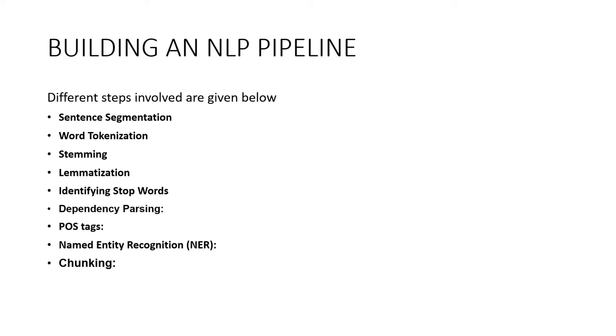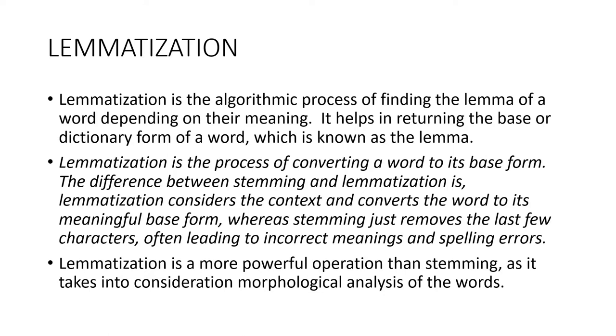We have already discussed sentence segmentation, word tokenization, and stemming. Now we are going to discuss lemmatization. Lemmatization is the algorithmic process of finding the lemma of a word depending on its meaning. It helps in returning the base or dictionary form of a word, which is known as the lemma.